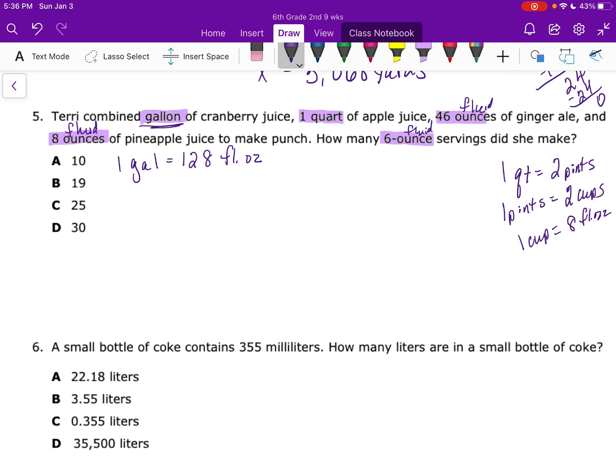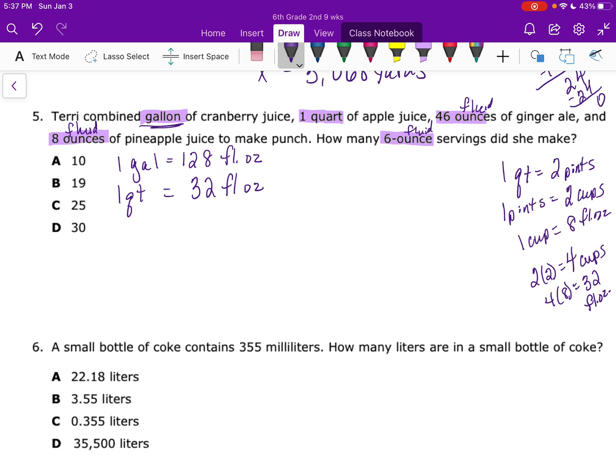Okay, so 1 quart is 2 pints, and 1 pint has 2 cups in it, so 2 times 2 is 4. So 1 quart has 4 cups, and then in each cup is 8 fluid ounces. So 4 times 8 is 32. So 1 quart is 32 fluid ounces. Okay, so over here we did 2 times 2 is 4 cups, and then 4 cups times 8 fluid ounces is 32 fluid ounces.